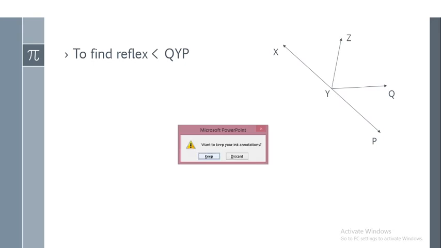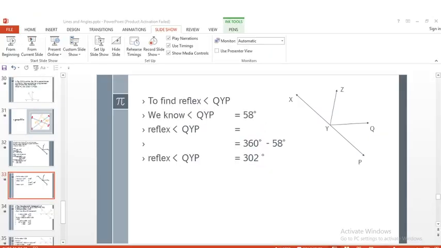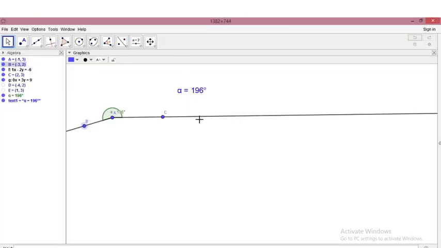So how can you find reflex angle QYP? Okay, wait, I'll show you. Here we have an angle alpha. Angle alpha is BOC, and that angle is given to be 196 degrees. How will you find reflex angle alpha?